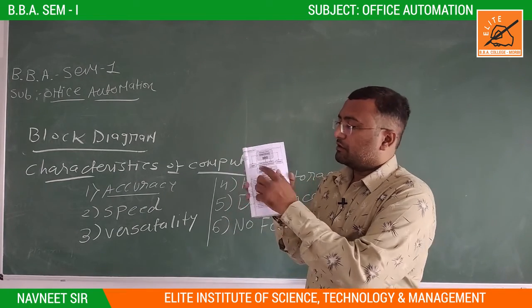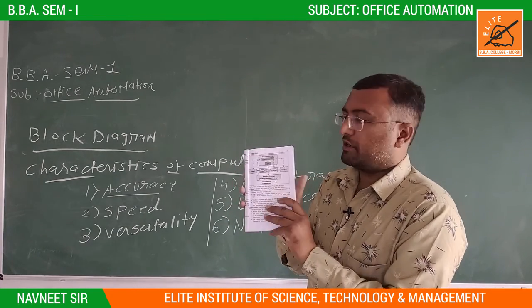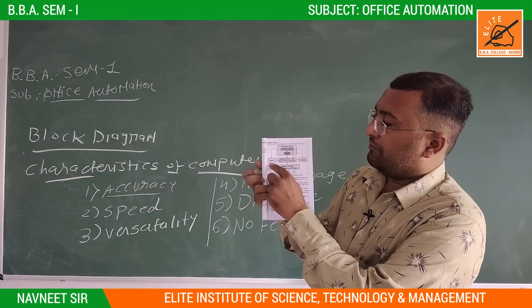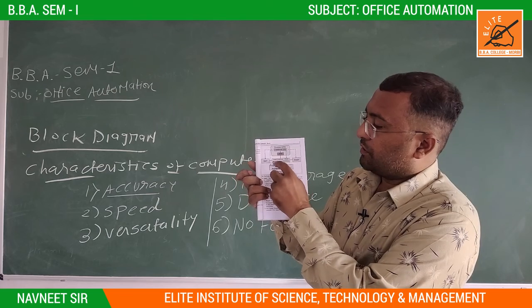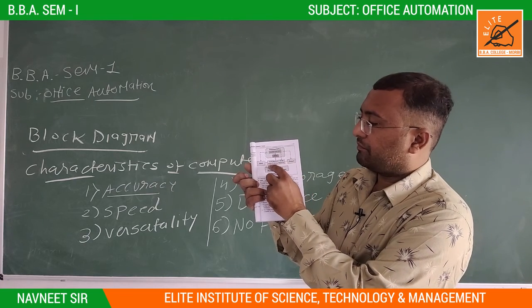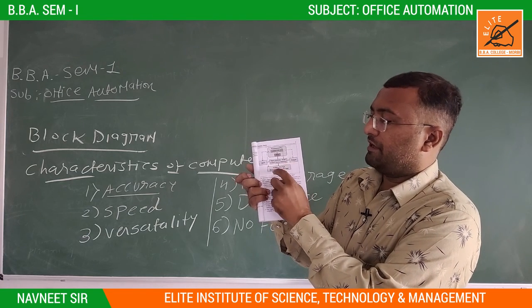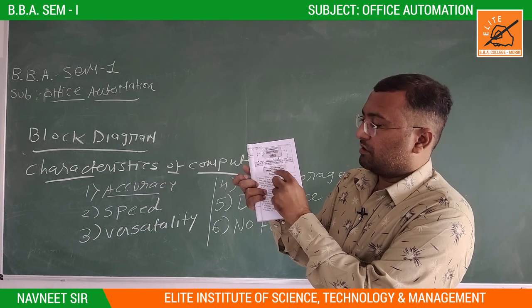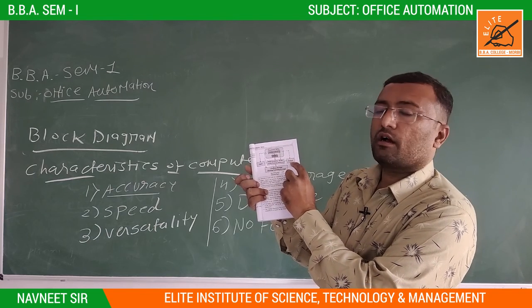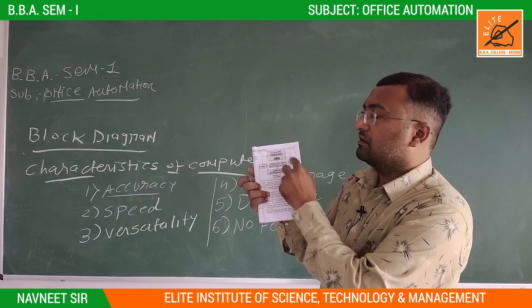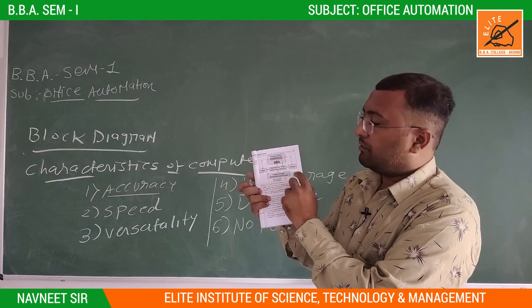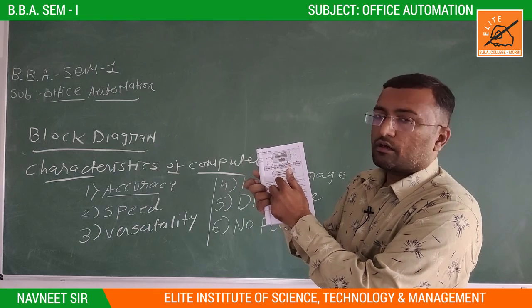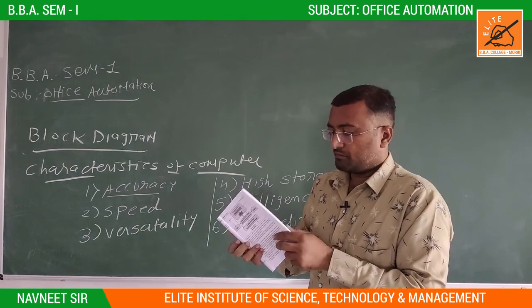We will see the block diagram of computer clearly over here. Input device, processor, that is CPU, main memory, RAM, main primary memory, auxiliary storage or secondary storage, and output device. These are the block diagram of computer. Thank you.